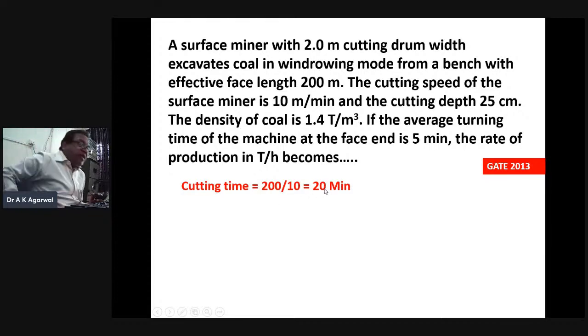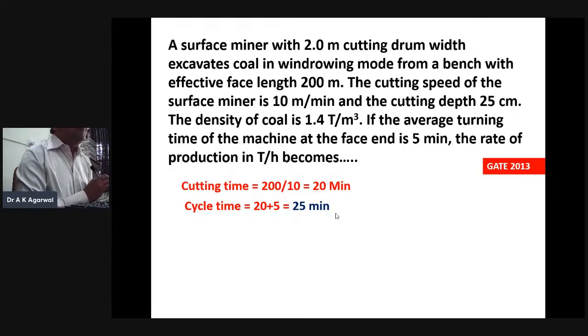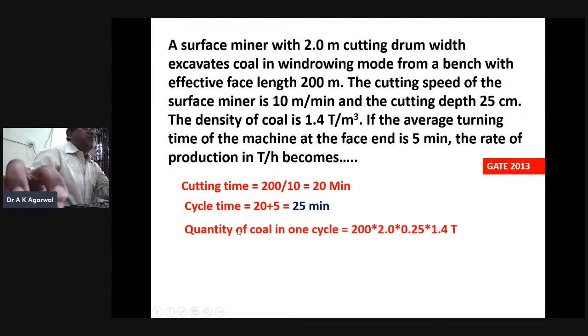So it will take 20 minutes to complete one cut, and average turning time is 5 minutes. So cycle time will be 20 plus 5 is equal to 25 minutes. So in 25 minutes, one cycle will be completed by the surface miner. Now in one cycle, how much will be produced? Quantity of coal in one cycle.